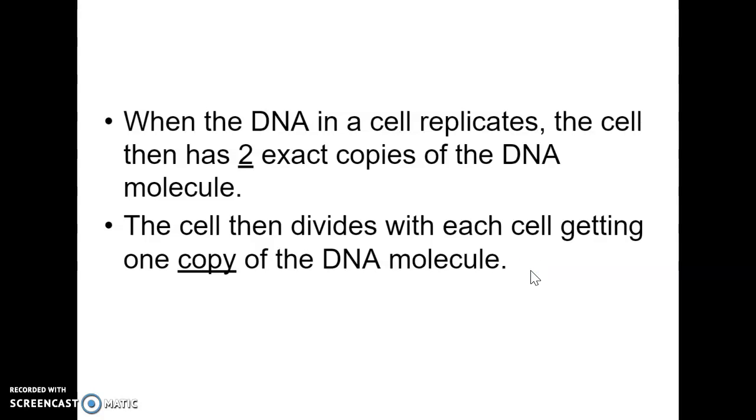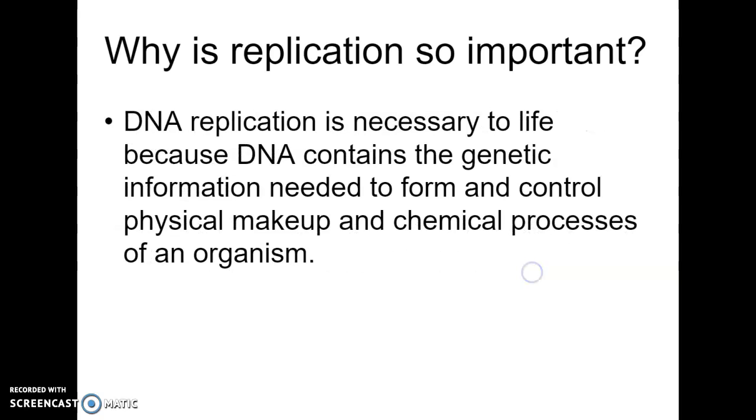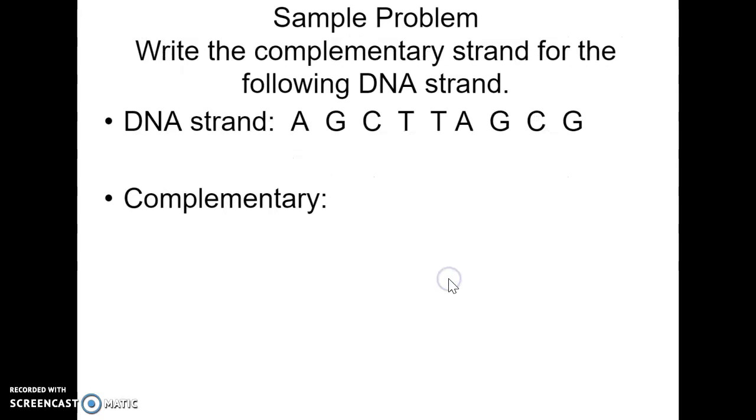When the DNA in the cell replicates, the cell has two exact copies of the DNA molecule. The cell then divides with each cell getting one copy of the DNA molecule. So then we'll end up with two identical cells with identical DNA. So why is replication so important? DNA replication is necessary to life because DNA contains the genetic information needed to form and control the physical makeup and chemical processes of an organism. And it determines the function of each of those cells.